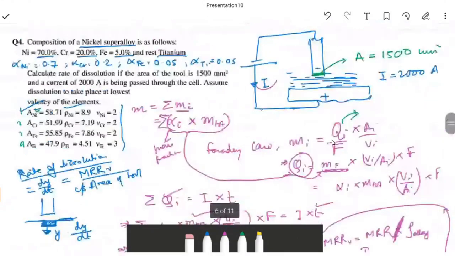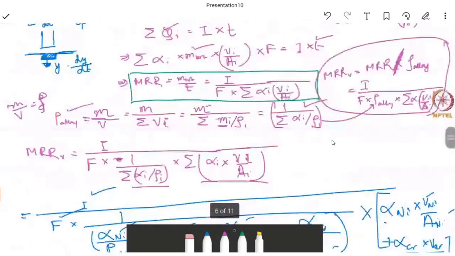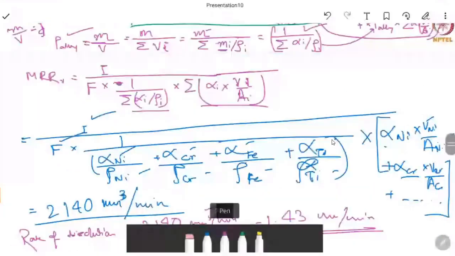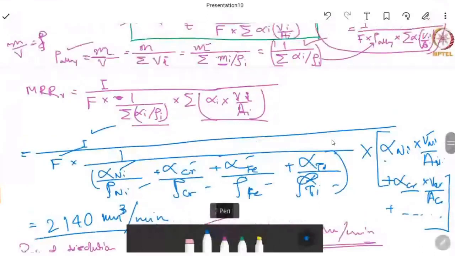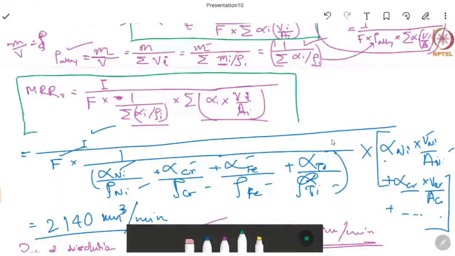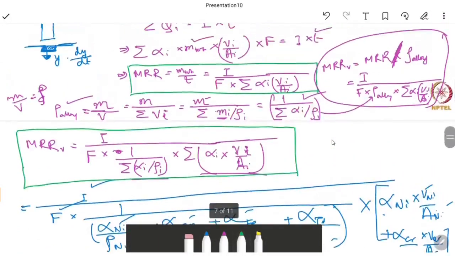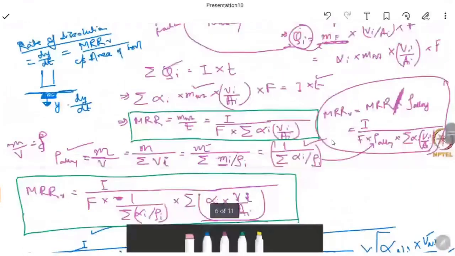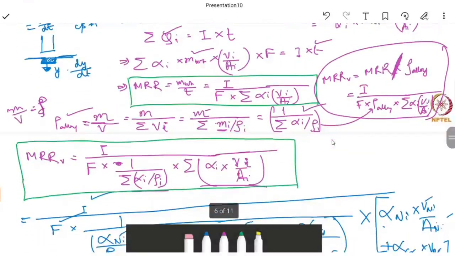You either memorize this expression, knowing how you are arriving at it, or you can just work out this small derivation and arrive at this expression.